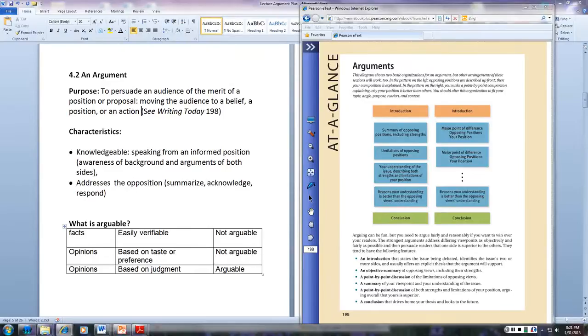Opinions that are based on taste or preference, blue is my favorite color, or Brussels sprouts are a vegetable that I don't like, that is based on taste or preference and that is not arguable. However, opinions that are based on judgments, opinions that are based on positions that come from factual information and other kinds of legitimate support are arguable. And that's what we're going to be looking at for our essay and for the research that we do to support it.